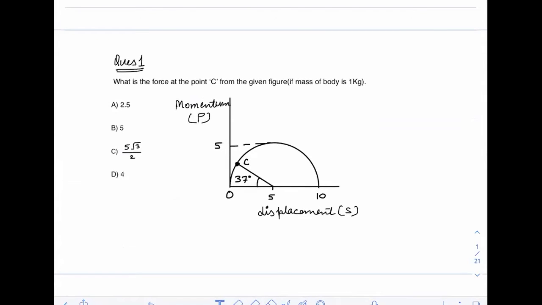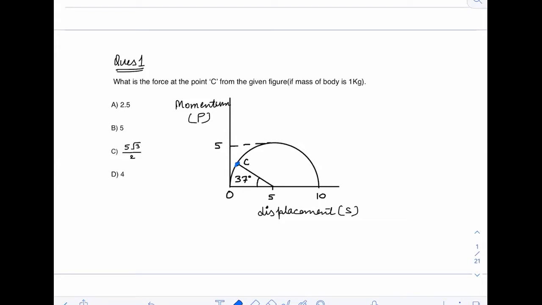So the first question for the day is this, okay? This says, what is the force at the point C? This is my point C here. What is the force at point C from the given figure, if the mass of the body is 1 kilogram, and this is a momentum versus displacement graph given to me? You have to determine the force when the particle is at point C.